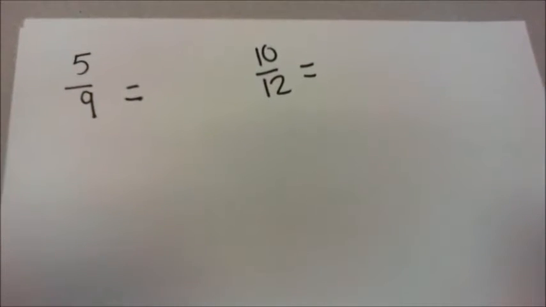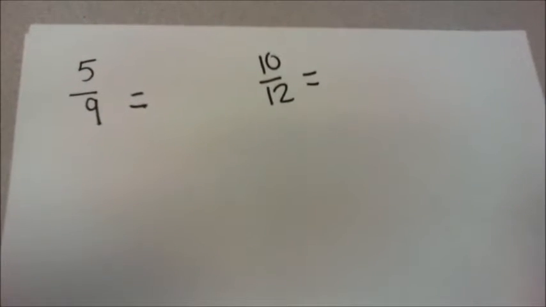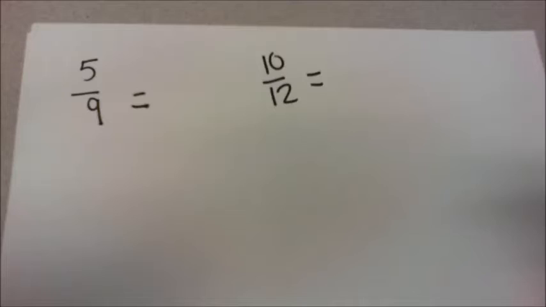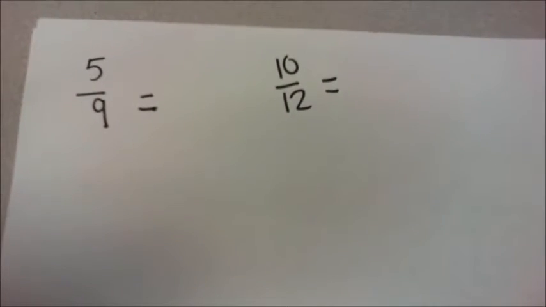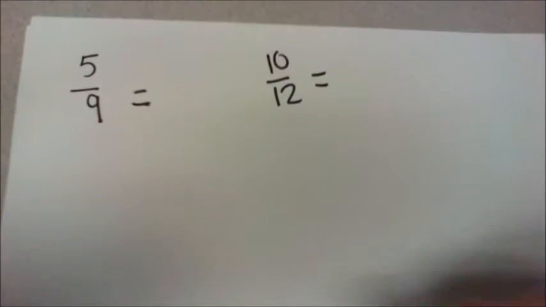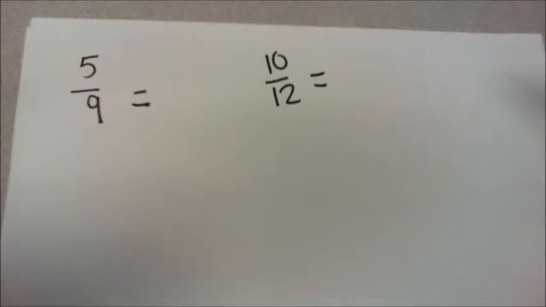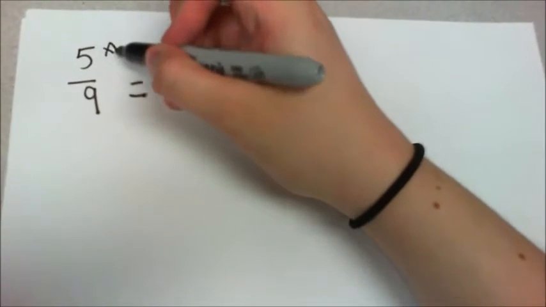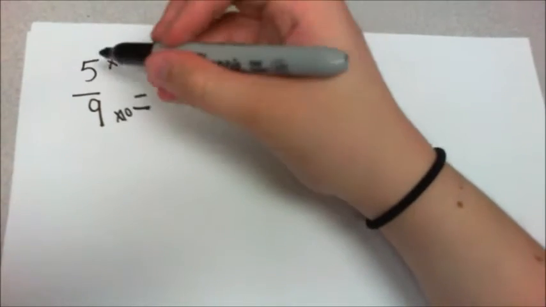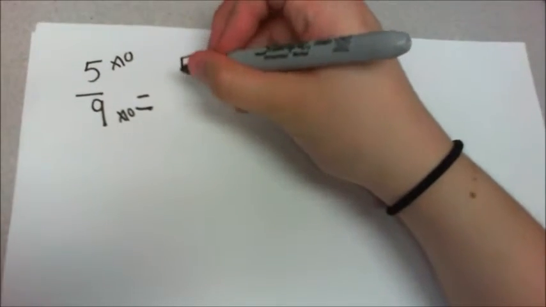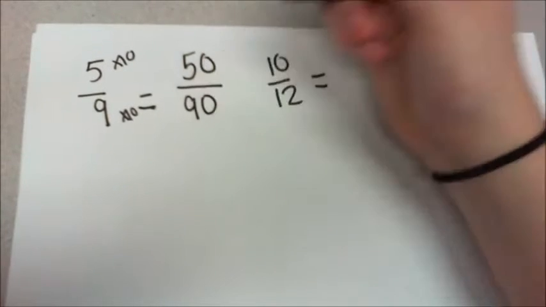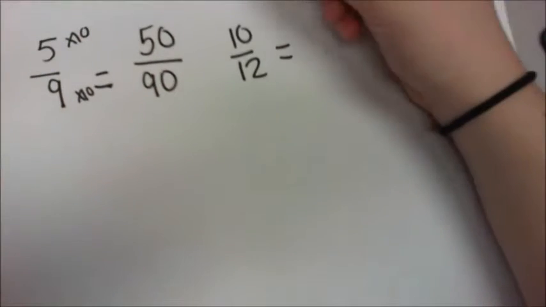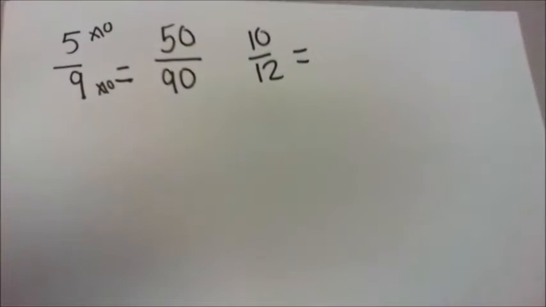To find an equivalent fraction, you just need to either reduce the fraction or multiply the top and bottom by the same number. It's easiest for me to multiply the top and bottom by the same number, and it's probably easiest if you do one you know, like 2, 5, or 10. I'm going to go ahead and do 10 because I think that's easy. So whatever I do to the top, I do to the bottom. 5 times 10 is 50. 9 times 10 is 90. There's one equivalent fraction. Do the next one by yourself. Pick a different number to multiply.